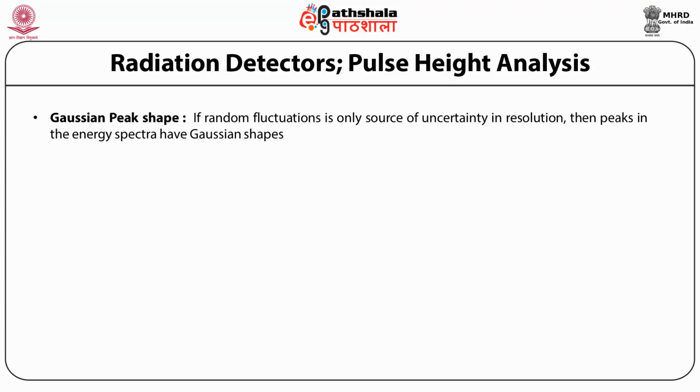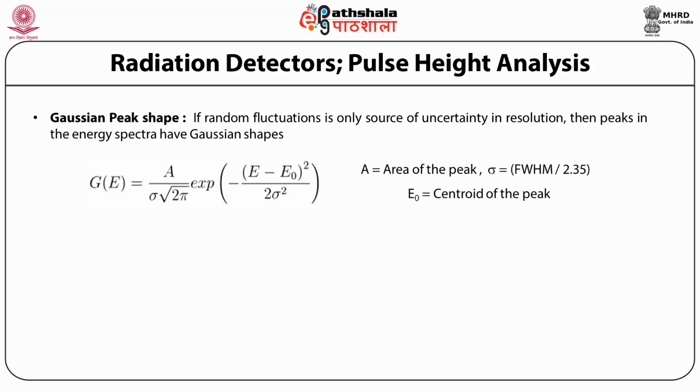That if the random fluctuation is the only source of uncertainty in resolution, then only the peaks of energy spectra will have Gaussian distribution. And Gaussian distribution by definition is G(E) = A / (sigma root 2 pi) exponential of minus (E minus E0) whole square upon 2 sigma square, where E is the energy of the photon, E0 is basically the maximum energy or the centroid of the gamma energy peak, sigma square is the variance, A is the area of the peak.